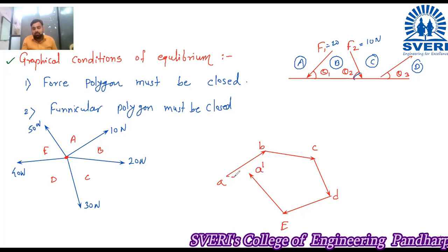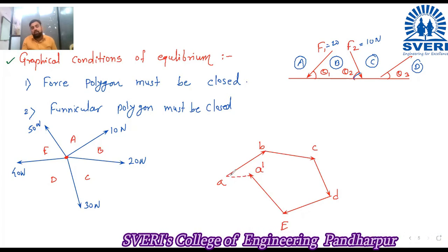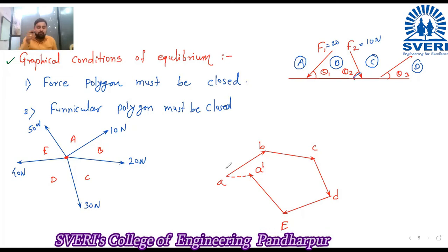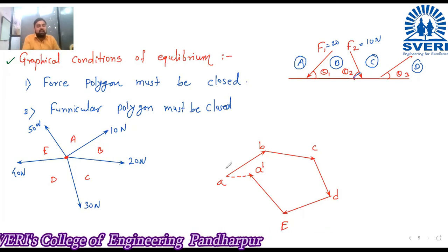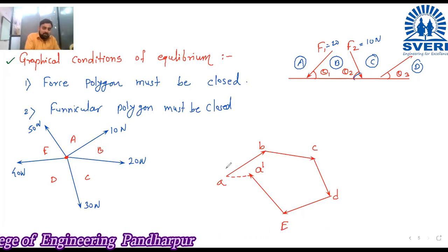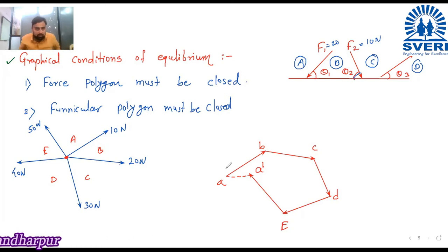Then I will join these 2 points, first point and last point. I will measure this and then I will multiply it by the scale and that will be my resultant. So this type of diagram is the funicular polygon. We call this a funicular polygon also.